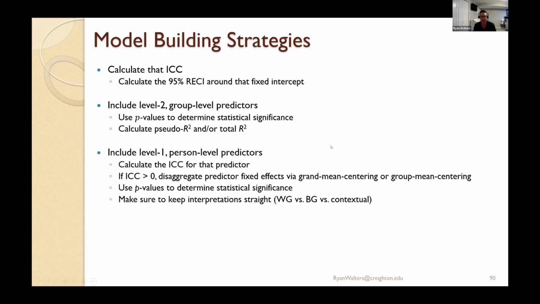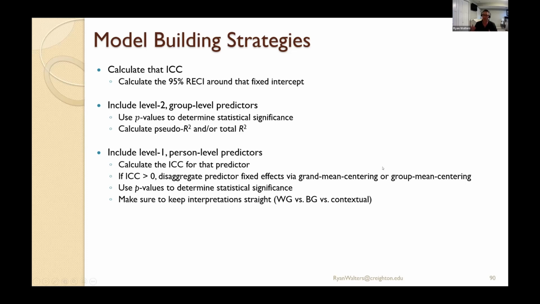Once you're done with that, you can include level 1 person level predictors. Again, level 1 predictors generally contain between and within group variability. The way we test whether it does and then quantify how much it does is via the ICC. So just exactly the same thing we had done up here for our outcome. We're going to swap our outcome for our level 1 predictor, calculate the ICC. If the ICC is not 0, we're going to disaggregate predictor effects. We're going to do so via grand mean centering or group mean centering.